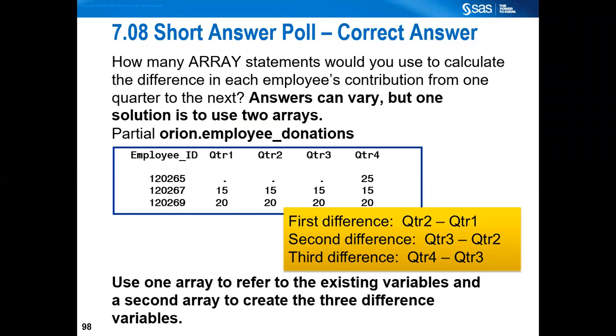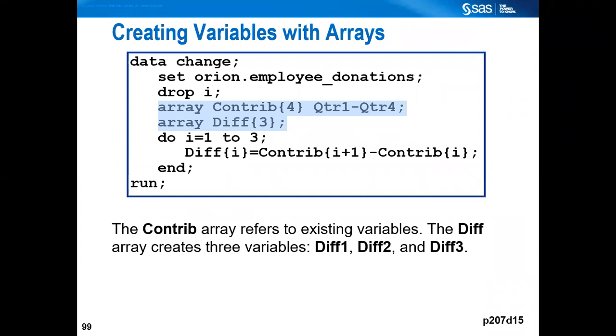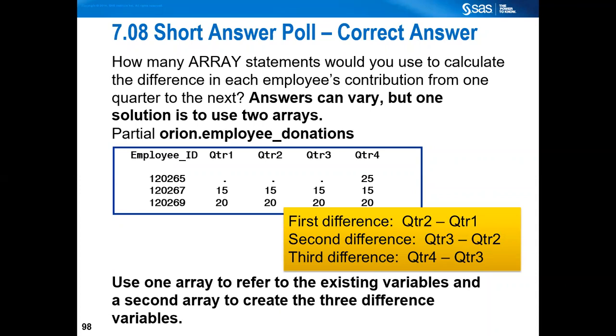So the answer can vary, but the solution is you can use two arrays. One array is for your quarters, correct? So that's what it's telling. One array to refer to the existing variables, that is for your quarters, whereas the second array to create the three different variables. So this is how you will write it. Your array contrib for all your four quarters, existing columns, whereas array diff 3. So this is only one, na? Array diff is the only one, right? Yes, but the question was how many array statements? So okay. Yes, contrib is there, yeah.